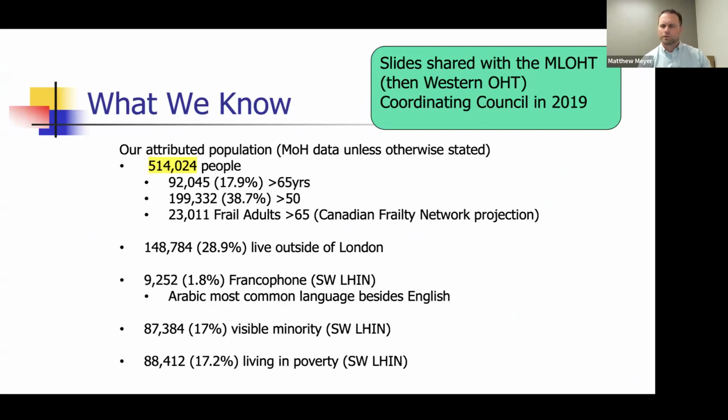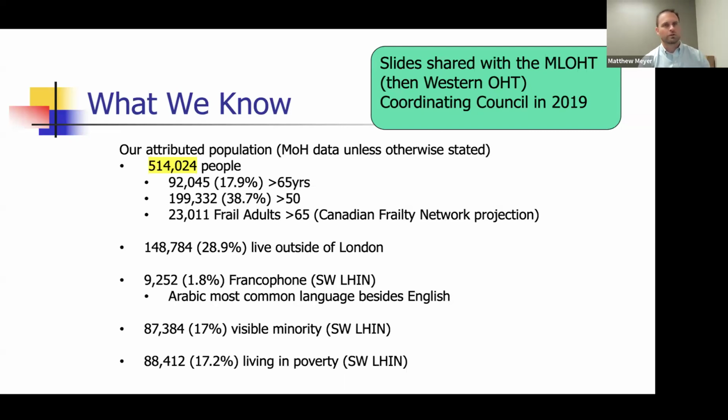And so we were really fortunate, again, speaking to the fact that we have wonderful data holdings. We got some data. We were able to present on the fact that we had 514,024 people that we were to support. We had some breakdown that helped us understand demographics from an age perspective, where they lived, how many were urban versus rural, some information about language, certainly visible minorities.